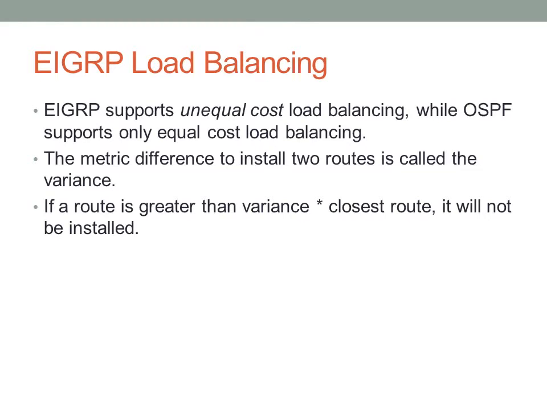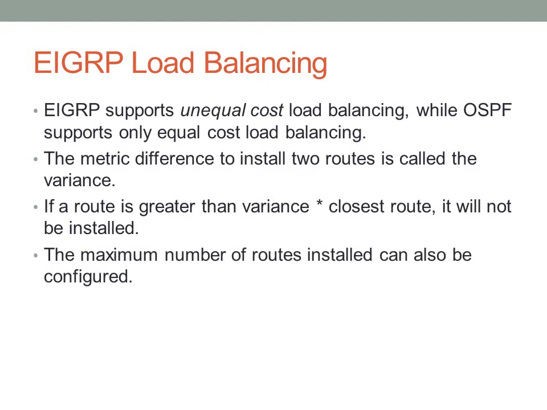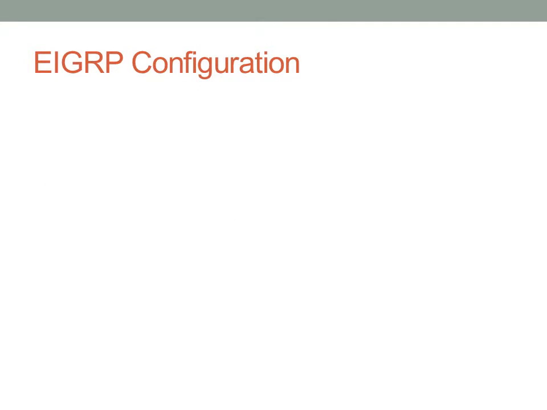So if one link is 2 times as good as the other one, it will send 2 packets over that link and then 1 packet over the other, and then 2 packets on that link and back and forth in that fashion. Now, the maximum number of routes installed can also be configured directly. We'll talk about these commands here.